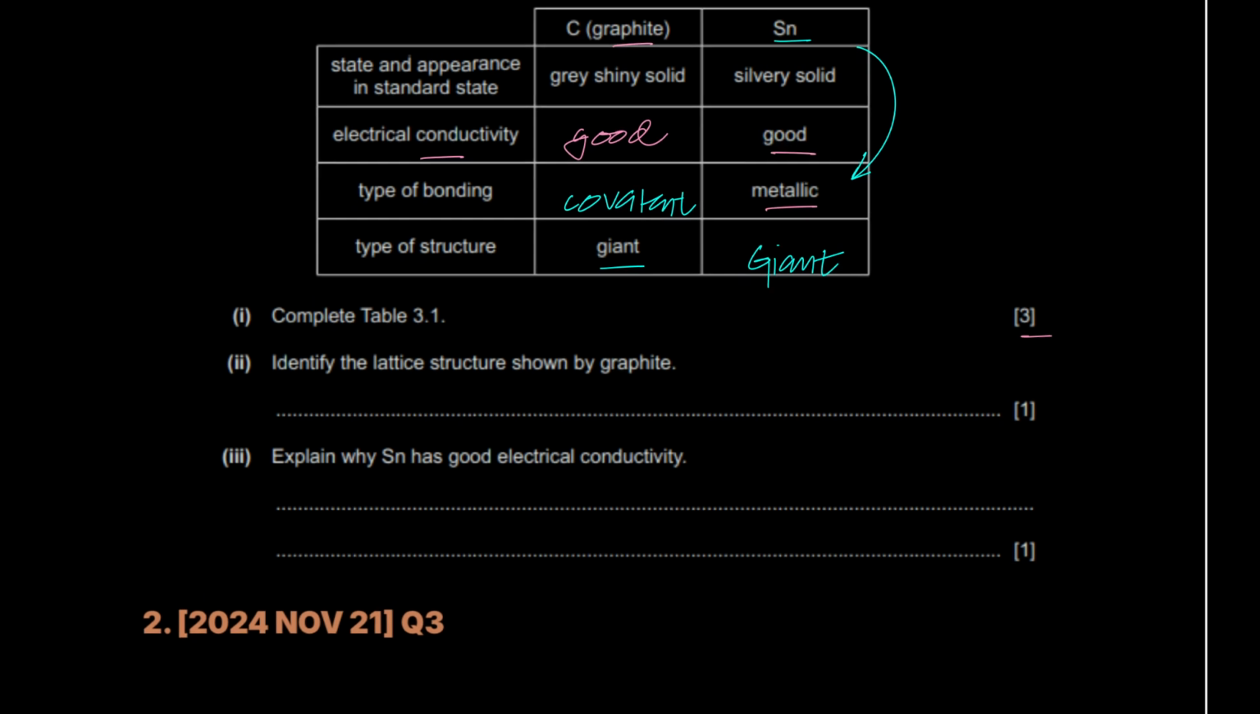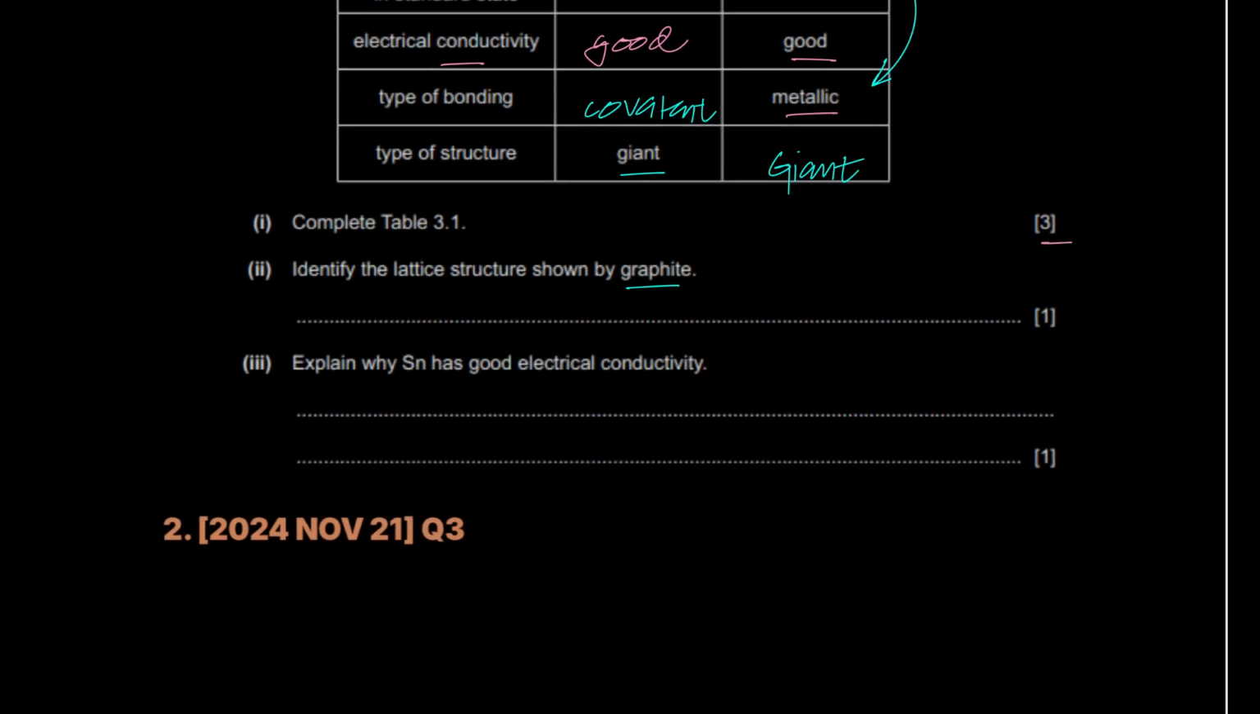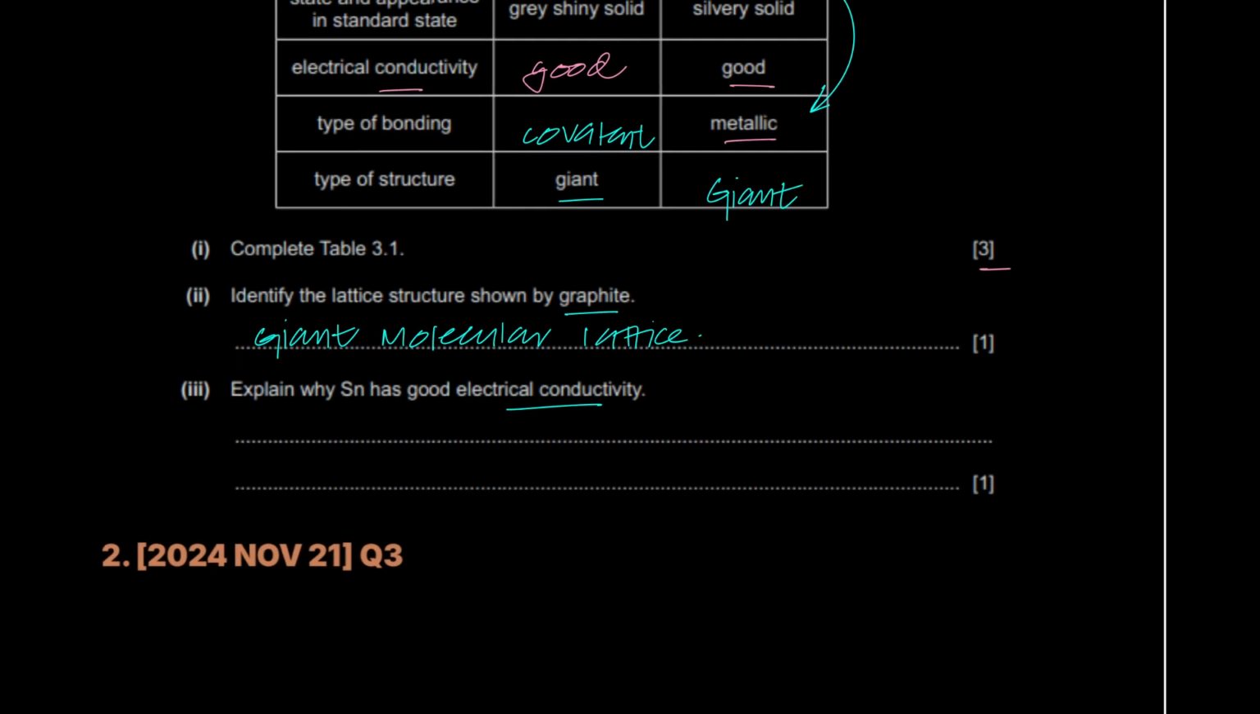Identify the lattice structure shown by graphite. What's the lattice structure shown by graphite? It's called the giant molecular lattice. That's the lattice for it. Giant molecular lattice, that's the lattice structure, sir. Or giant molecular structure. Explain why tin has good electrical conductivity. Well, tin is a metal, and if it's a metal, it'll have delocalized electrons.